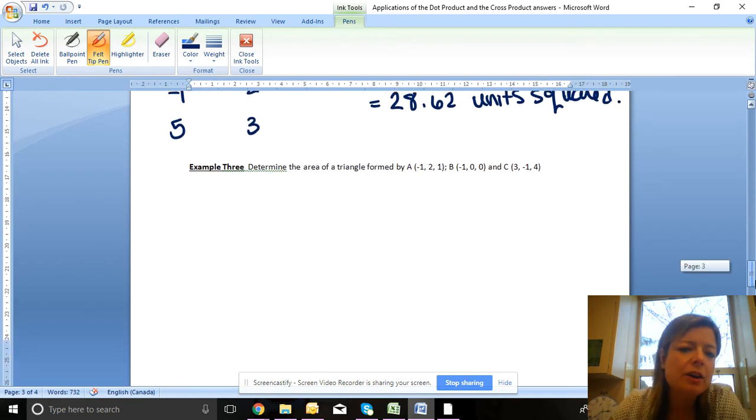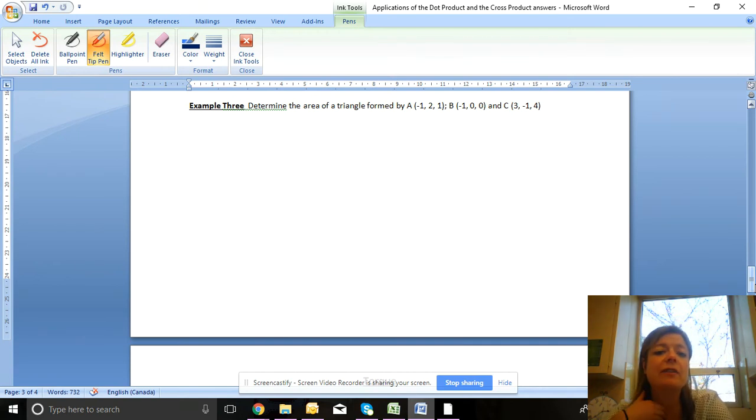Okay, so they can also ask you questions like determine the area of a triangle formed by A, B, and C. So what is different about this question? Well, first of all, they are asking for a triangle. And they're also asking it between these three vectors, not between just two vectors where, you know, their tails would be at the origin.